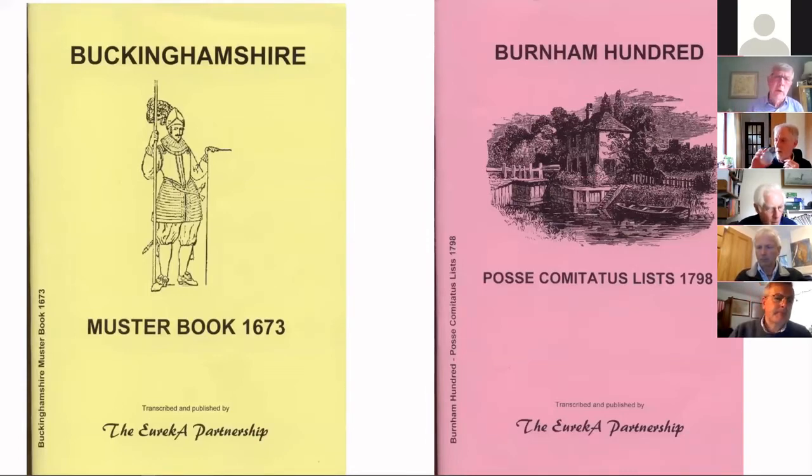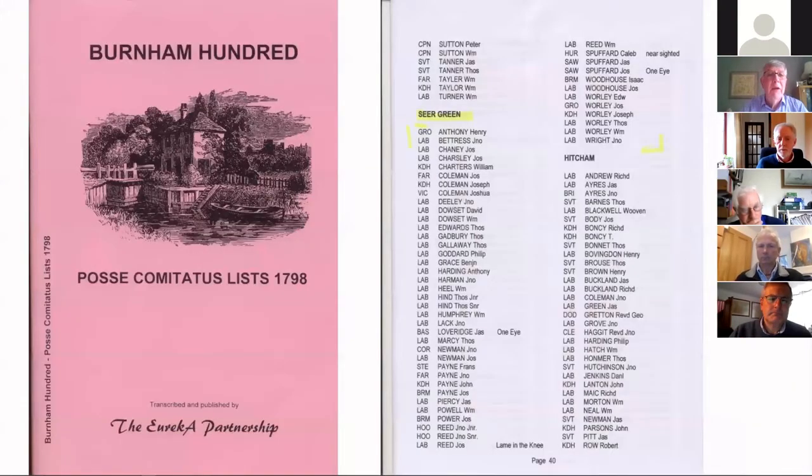These are two examples of the sort of information that one can find on the community if one goes looking. These two are produced by a great little company called the Eureka Partnership, looking at Buckinghamshire, the Muster Book. This was anyone with a horse, I think, back in 1673, and the Posse Comitatus list, which was put together so that they could identify who was going to go and fight off the French when Napoleon tried to invade our country. Next, so here we have, for example, the 1798 Posse Comitatus for Seer Green.